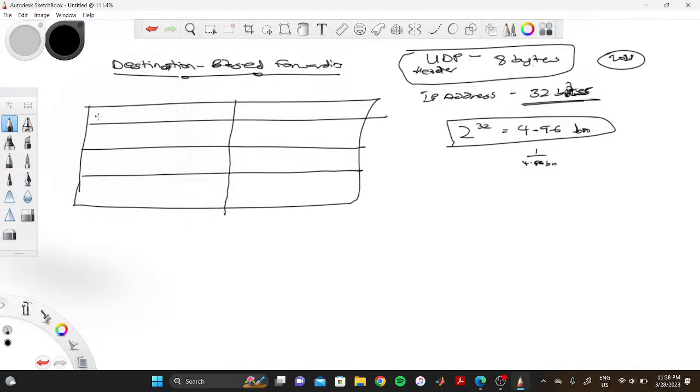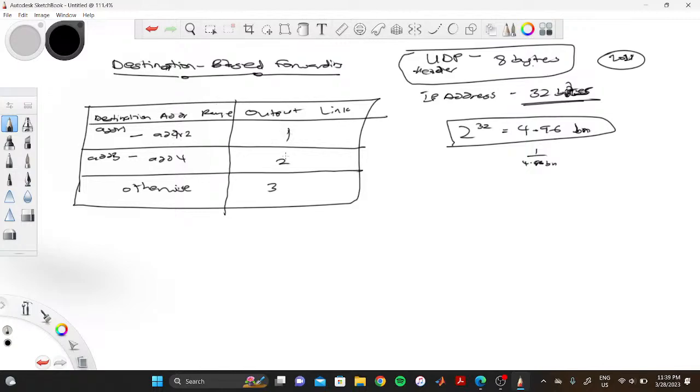So this is the destination, and this is the output link or link interface 1, 2, 3. And then this is address 1 to address 2, address 3 to address 4, and otherwise. The last one is a default. So when you get any address, you just check which range it is in, and then you send it out the output link.